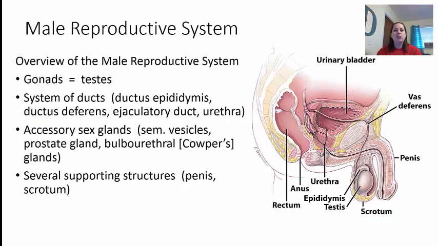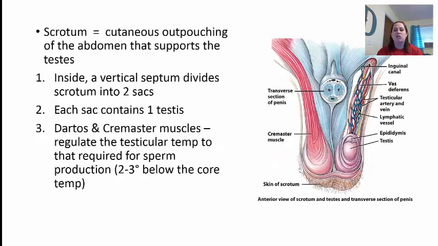A quick overview of the male reproductive system. Remember, the gonads are the reproductive organs, and in the case of the males are the testes. There is a system of ducts. This is going to be the ductus epididymis, the ductus deferens, the ejaculatory duct, and the urethra. There's accessory sex glands like the seminal vesicles, the prostate gland, the bulbourethral gland, or what we also know as the Cowper's gland, and several supporting structures like the penis and the scrotum. So we're going to begin talking about these structures.